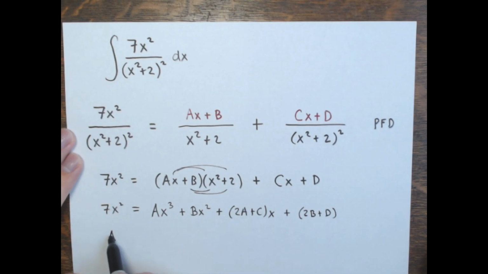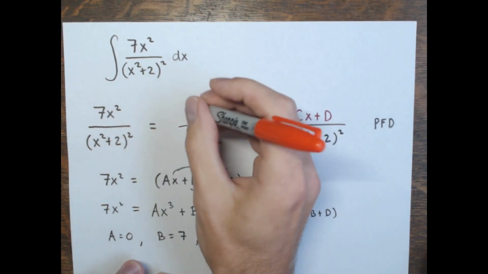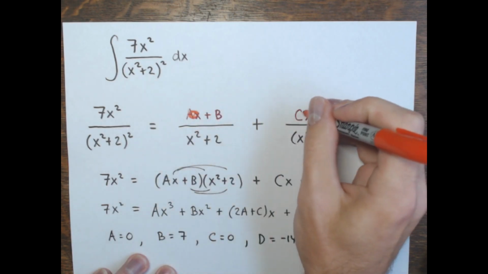So clearly a is 0, because there's no x cubed. B must be 7 again. And if a is 0, c must be 0, because the coefficient of x has to be 0. And if b is 7, now this would be 14 plus d must be 0. So d must be negative 14. All right, so I got the constants. I'll just pop them up here. So a is 0, c is 0 again.